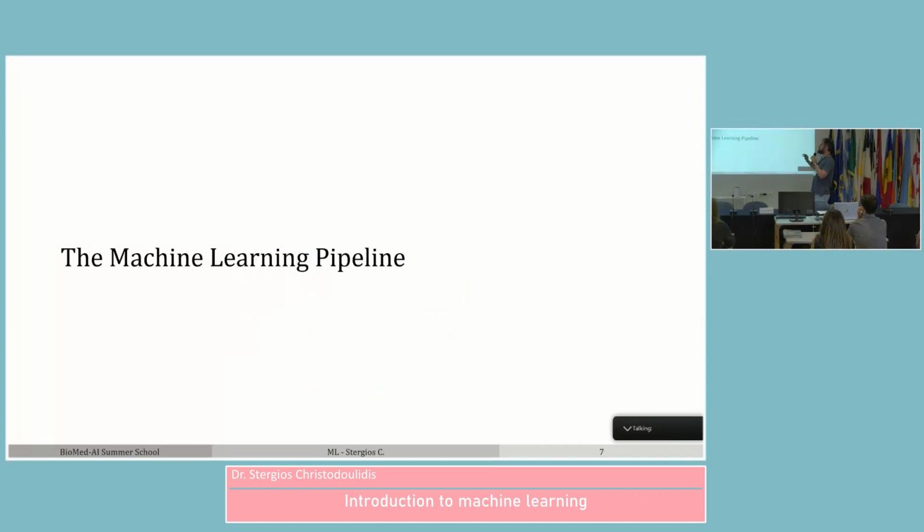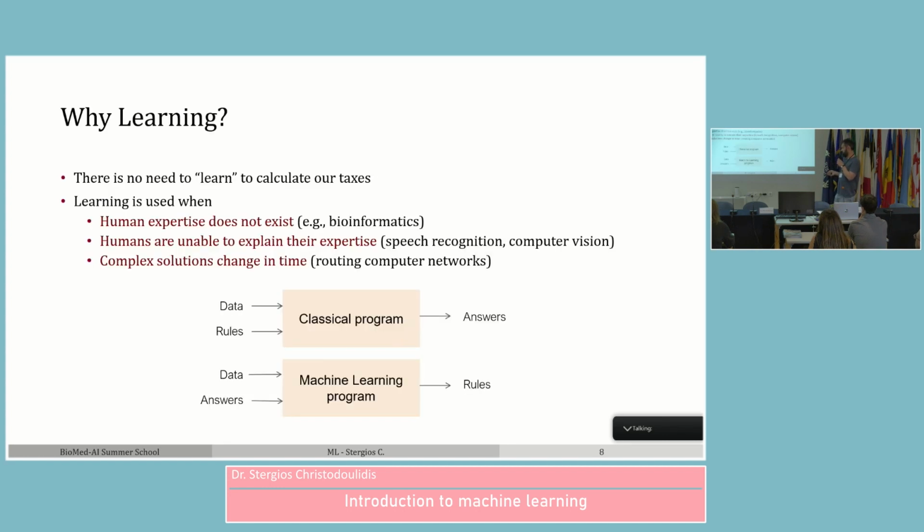I will start by giving you a broad picture of what the machine learning pipeline is, and then briefly talk about the different aspects that you might hear when you're listening about machine learning. There are some tasks for which we don't actually need machine learning approaches. For example, if someone needs to calculate their taxes, you don't need a system trained for this purpose.